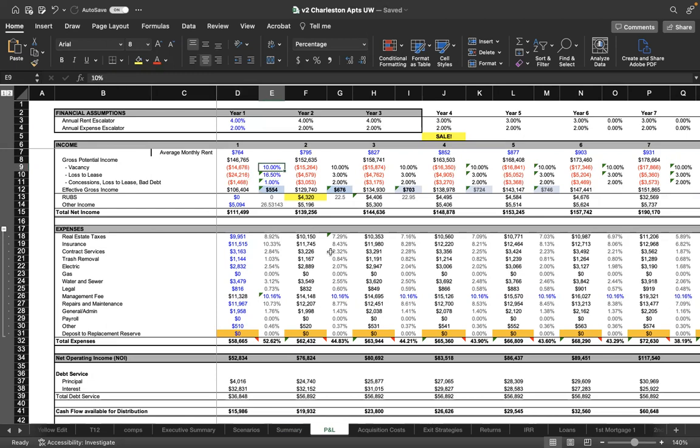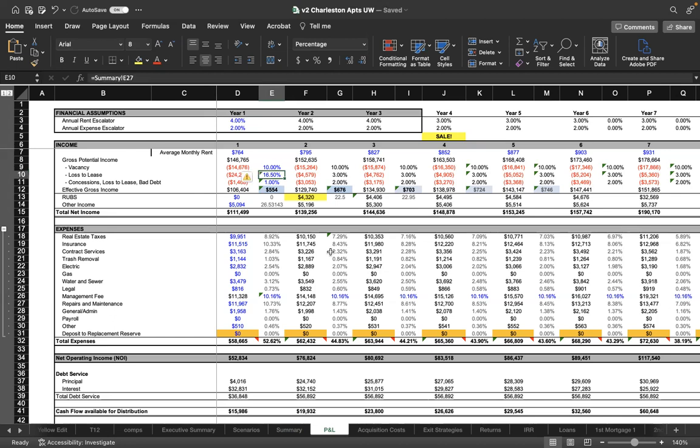Vacancy, again, is 10%. So this is 16 units. If 10% is about 1.5 units, that's conservative with a smaller asset that's in line, but still a little conservative. If we had one vacancy, it would be 7.5% vacancy. So that's what we're projecting.